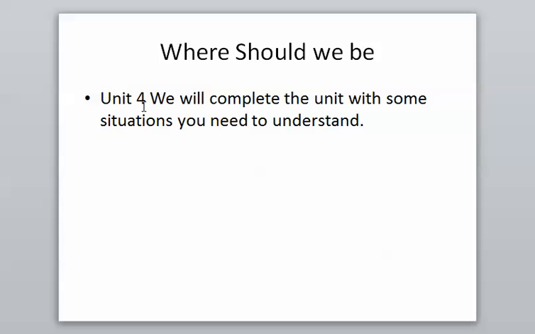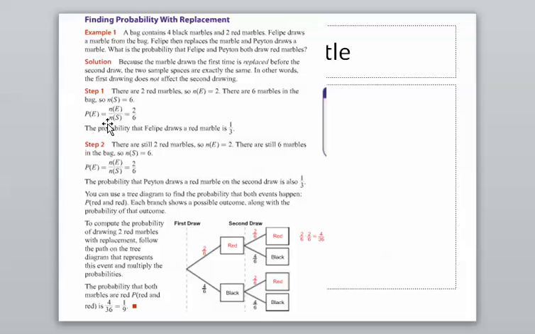We're going to be looking in Unit 4. We're going to complete the unit with some situations that you need to understand. You've covered most of statistics, but I want to make certain I cover some information that you need to understand here. First of all, finding probability with replacement. There's a difference when you're doing it with replacement versus non-replacement.